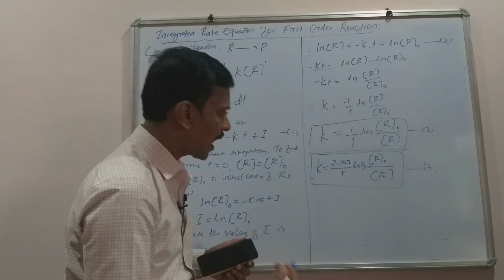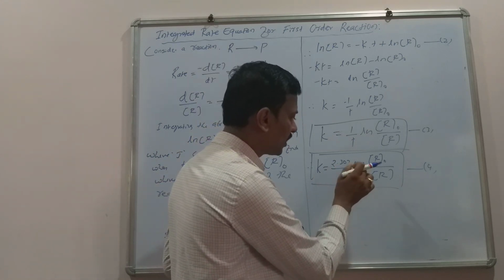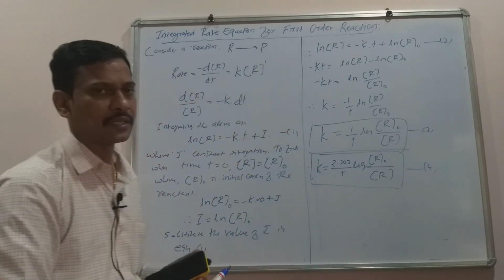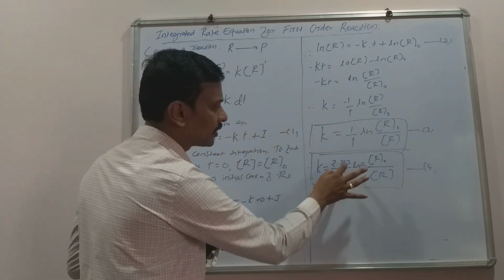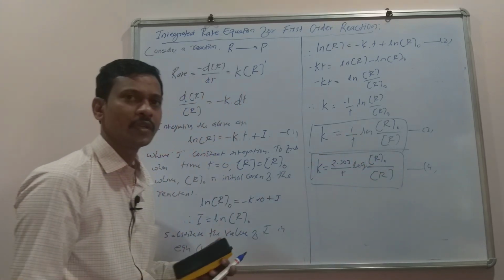Then if they have asked some problems, you are going to easily find the rate constant of the second order reaction, that is k is equal to 2.303 by t log of r naught upon r.